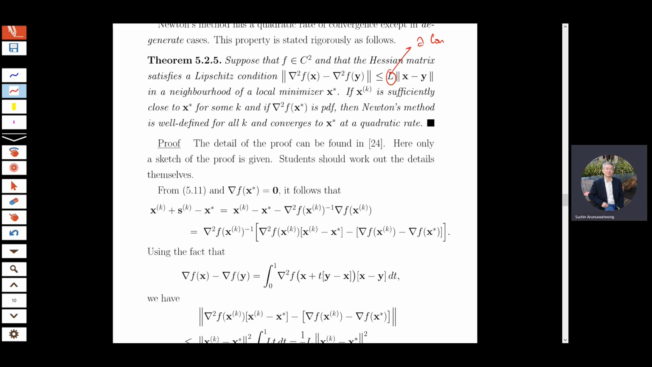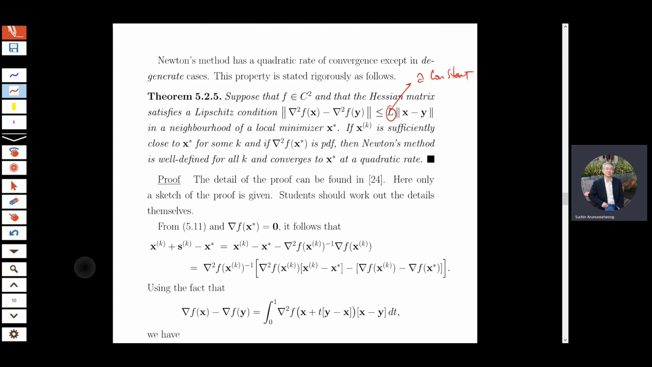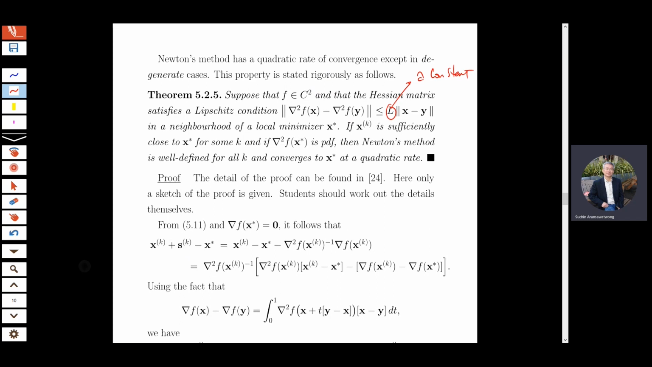It's called the Lipschitz constant. If the Hessian matrix satisfies the Lipschitz condition in a neighborhood of a local minimizer x star, that means the H matrix of the function f is continuous in the neighborhood of the local minimizer x star.